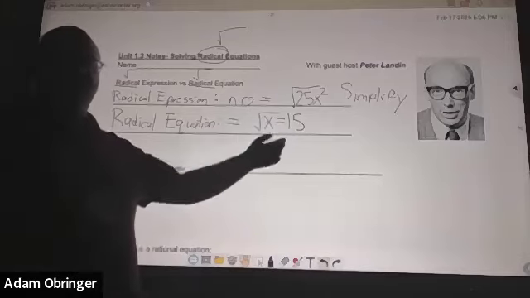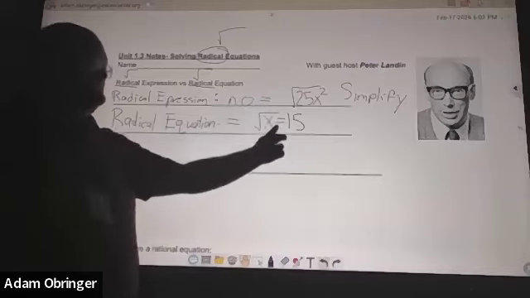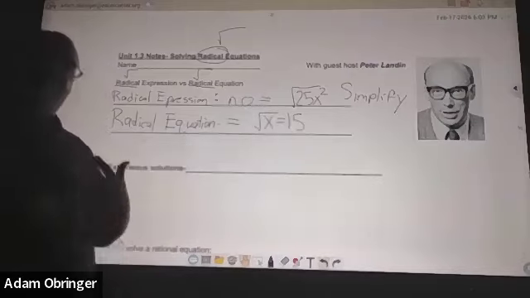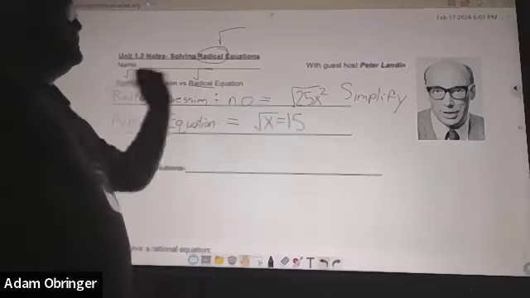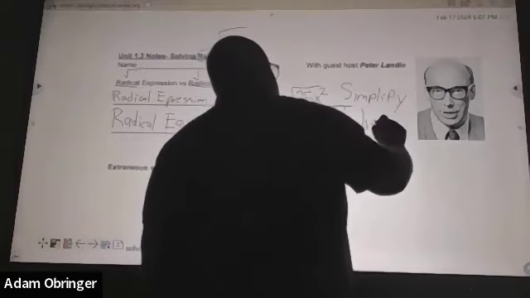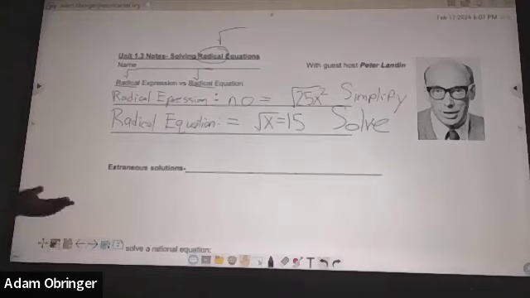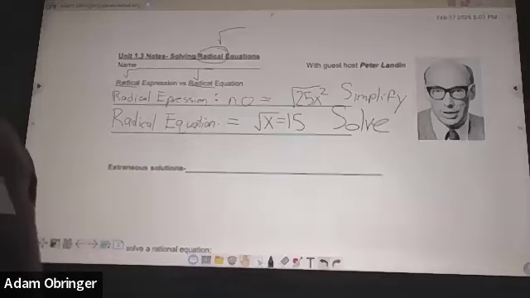Square root of x equals 15 is asking the question, when does the square root of x equal the number 15? So that requires a response. We are not going to simplify. We are going to solve so that we can actually answer the question. When does the square root of x equal 15? Well, let's find out. So that's what this lesson is going to be about.